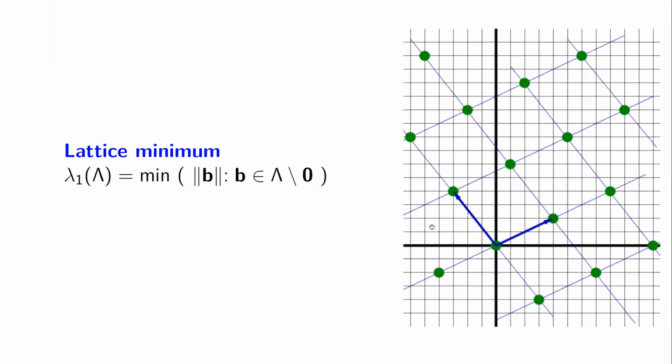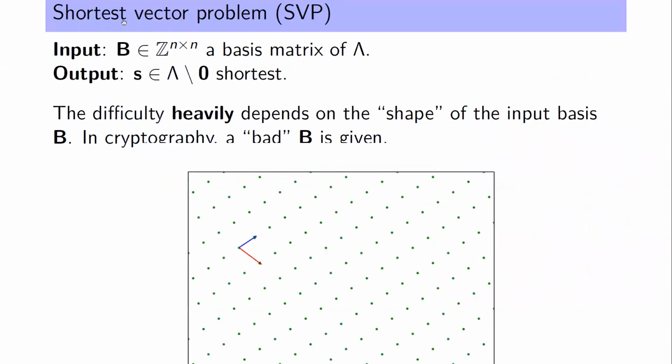In this picture, I draw a two-dimensional lattice, which is generated by these two blue vectors over here, and the minimum is given by this point, or the symmetric one over here. It's the minimum non-zero vector, of course, because the zero vector is always in the lattice, which I will exclude. Given this lattice minimum, the computational problem for lattices that we will focus on, which is actually a variant of this that we will see later, is the so-called shortest vector problem, SVP.